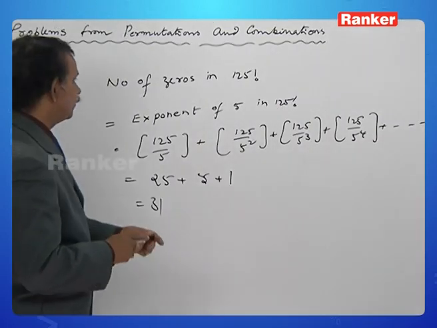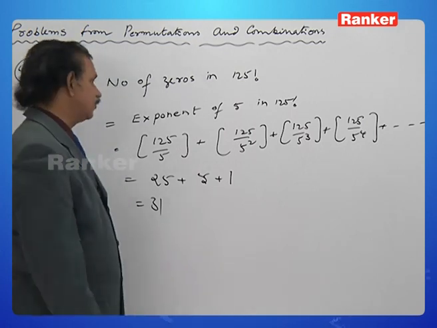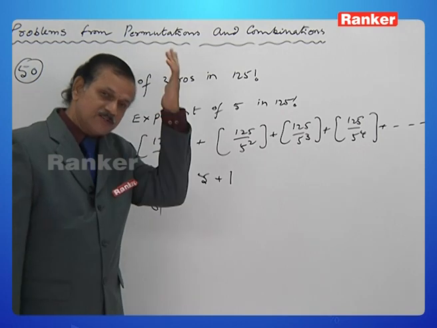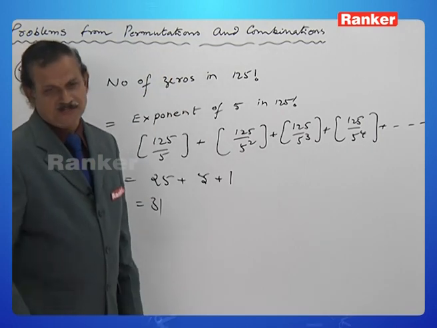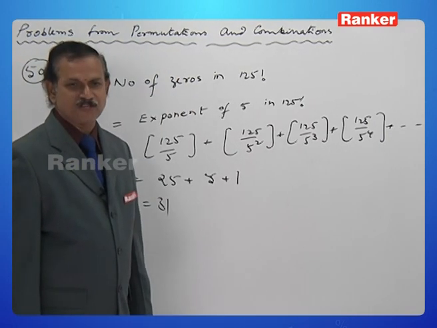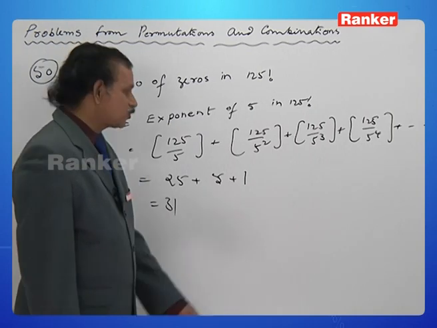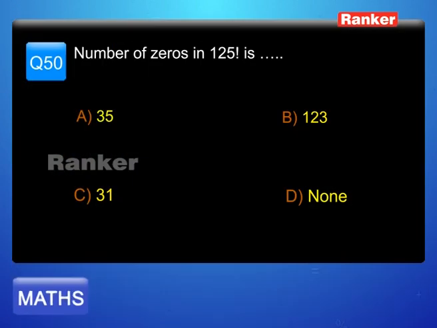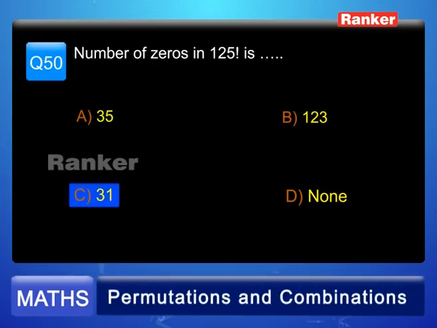So, if you could expand 125 factorial carefully, you will be having 31 zeros at the end of that. What is the number of zeros in 125 factorial? It is 31. It's quite interesting. Yes, of course. The number of zeros is 31. Option C is the right option and the right answer is 31. Yes, that's it.